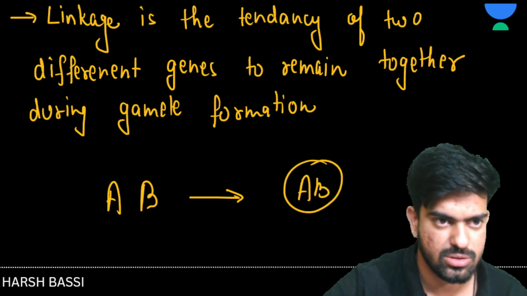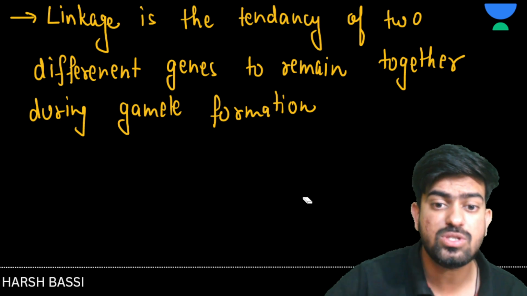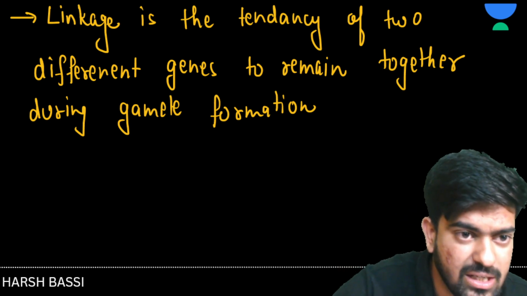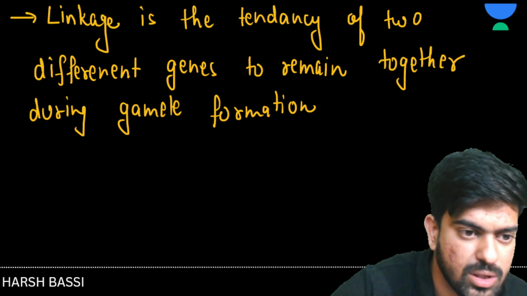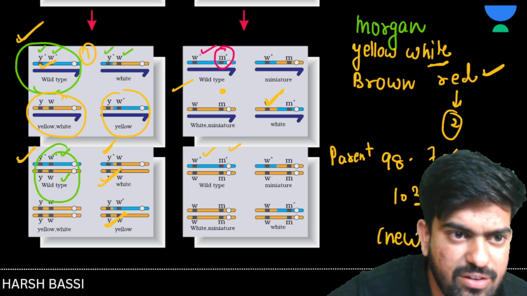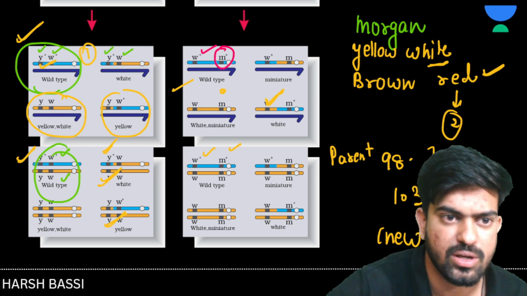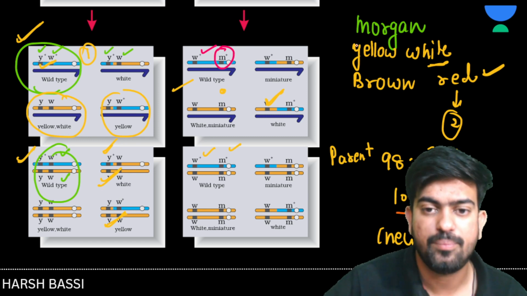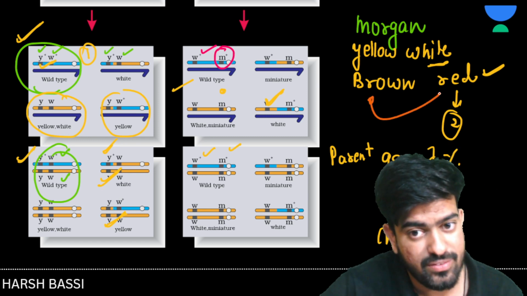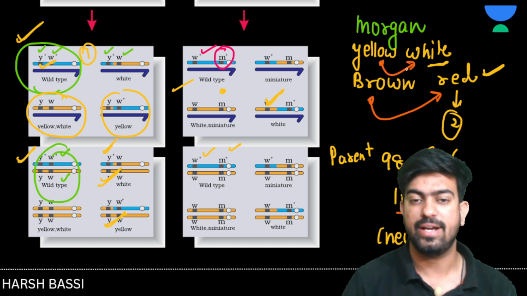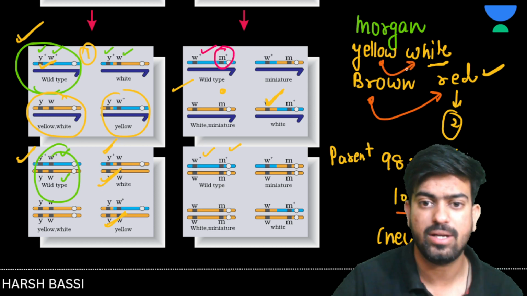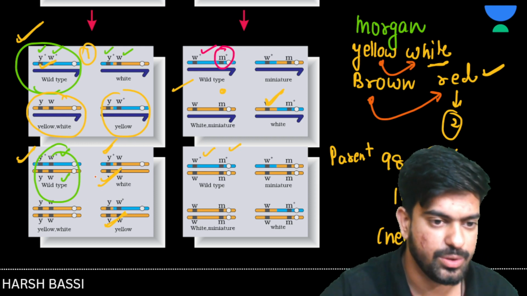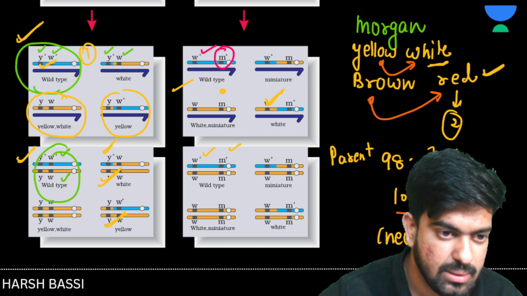So this is the linkage which we are able to see in cross 1 of T.H. Morgan. Here the new combination was not able to form. New combination was very, very less, just 1.3%. That means brown is linked with red and yellow is linked with white. When they produce the gamete, yellow and white will go together and brown and red will go together. Okay, clear.